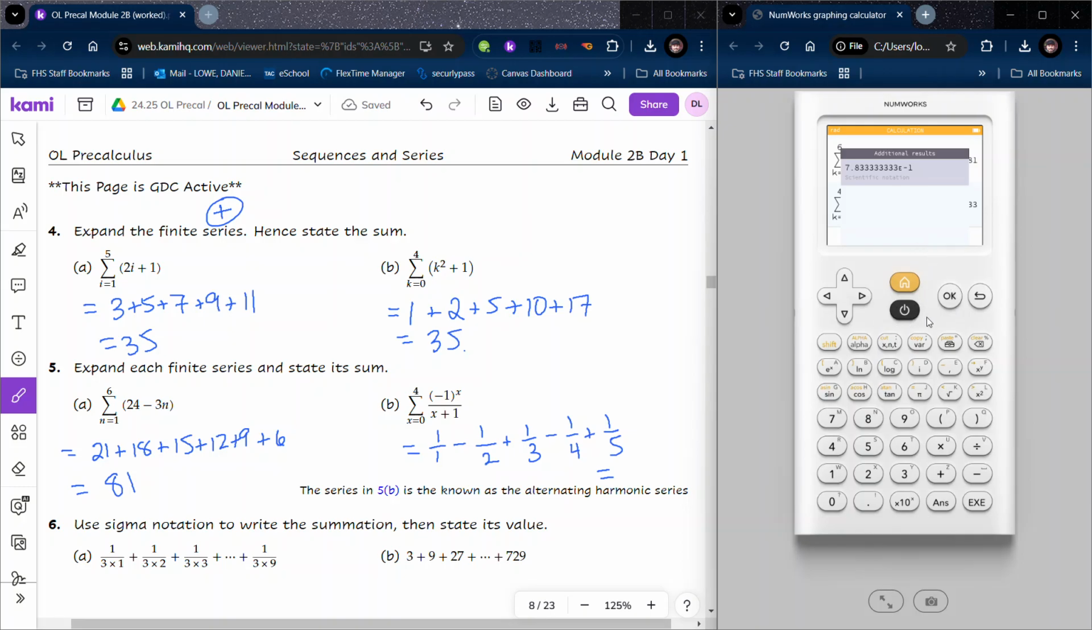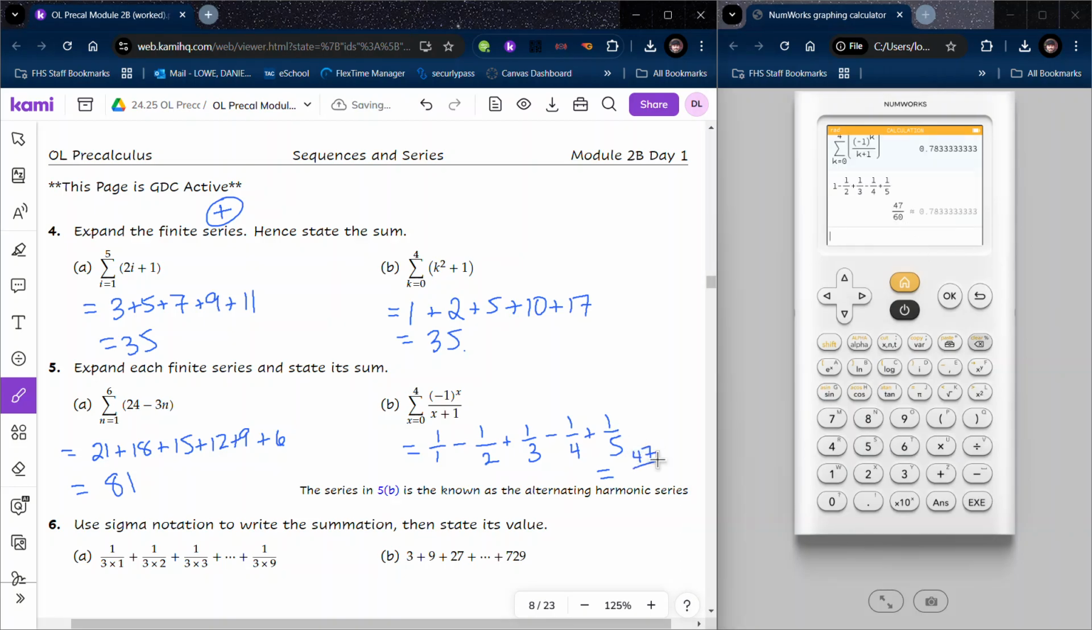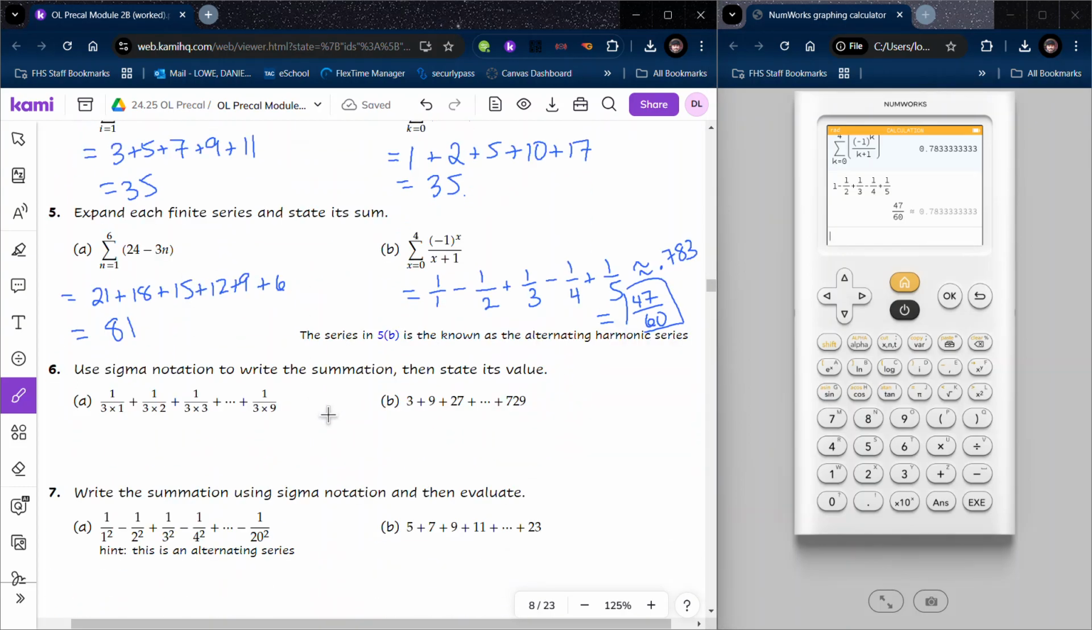And if I want to have that as an exact value, I could certainly do that in a slightly different way. That's 1 minus 1/2 plus 1/3 minus 1/4 plus 1/5. All right, and we'll see that that is 47 over 60, which is approximately 0.783. But we prefer exact answers if we can. All right, so that's expanding some series.